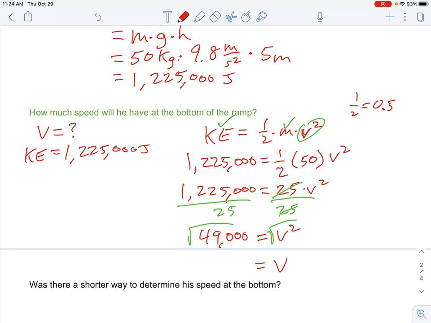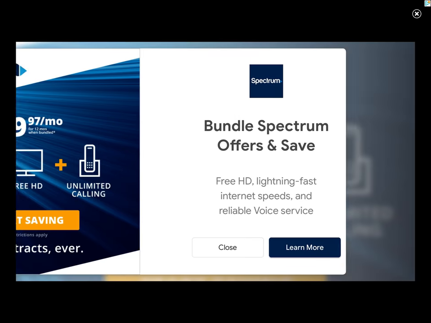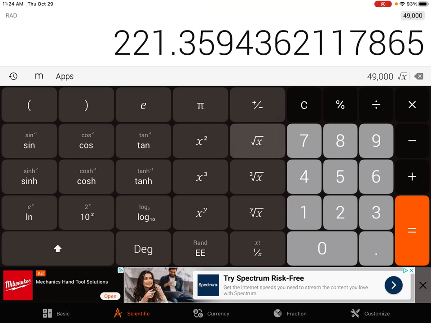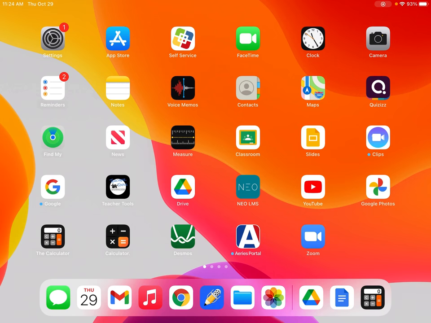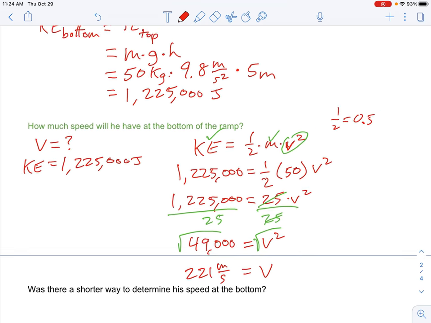So now we go back to our calculator app, square root of 49,000. I'm going to do the square root of that, which is right here. And I get 221, which sounds too big. What's going on here, Mr. Geller? 221 meters per second. I feel like I made a big mistake somewhere.